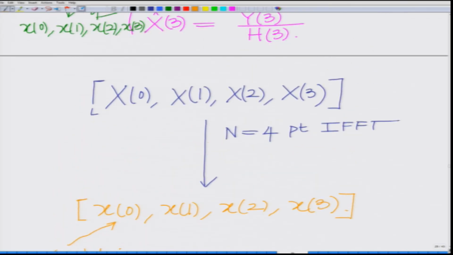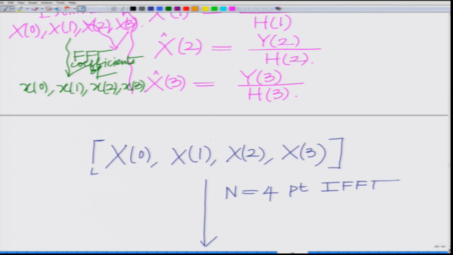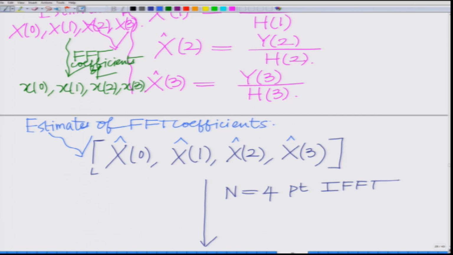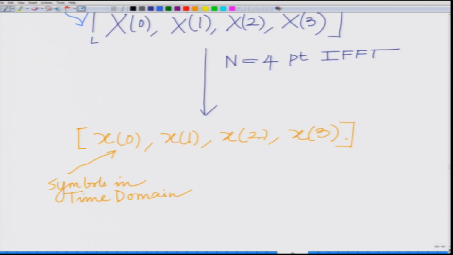Now, if you can see this, we do not have the capital X's, but we have something close. We have the estimates of the capital X's, we have the estimates of the FFT coefficients of the symbols. Therefore, if we take the IFFT, what we will get is we will not get the symbols, but rather the estimates of the symbols.